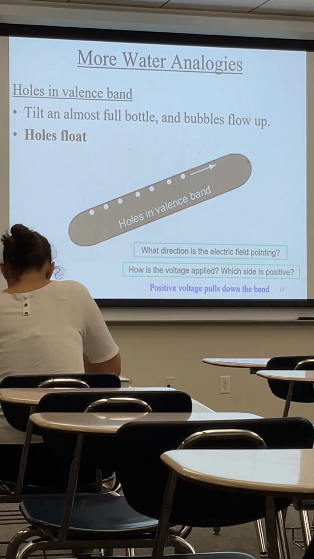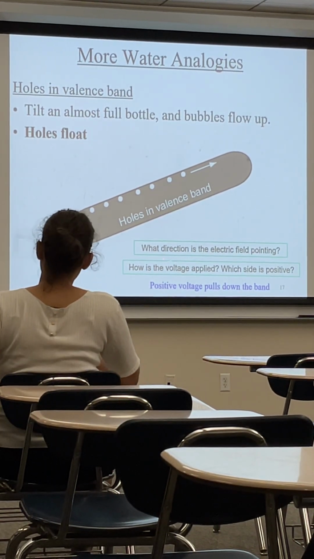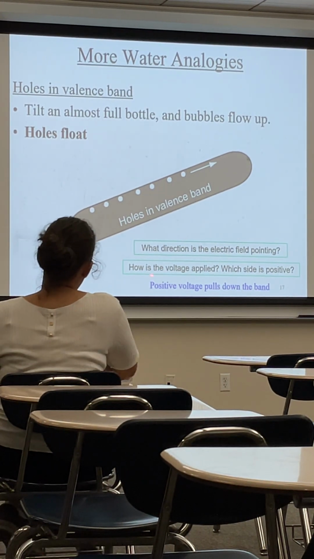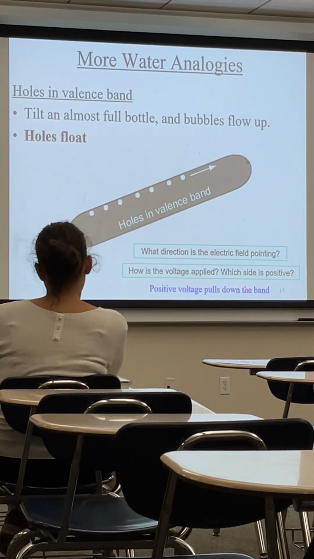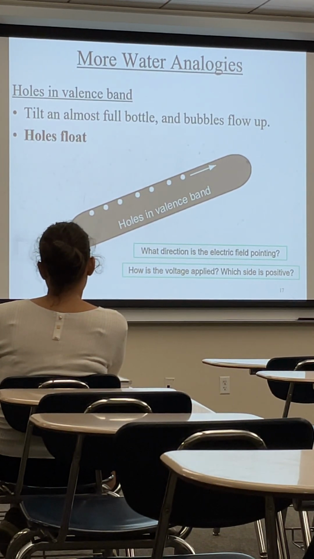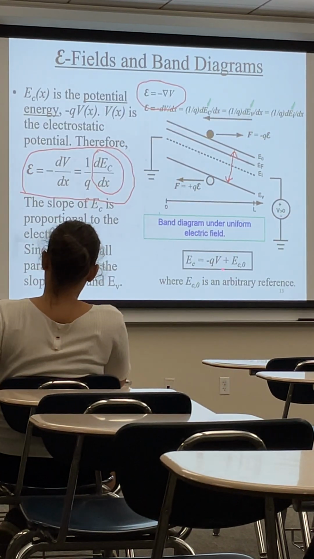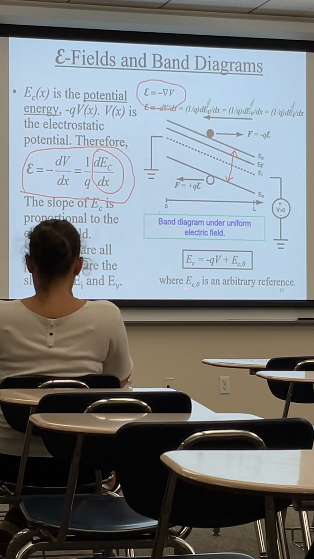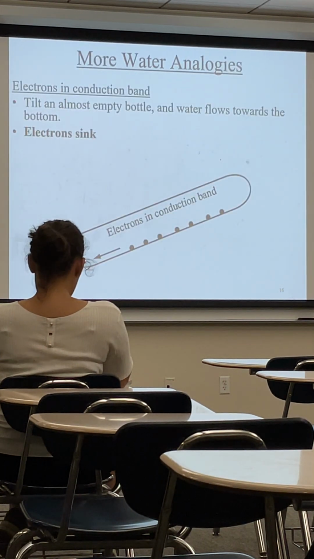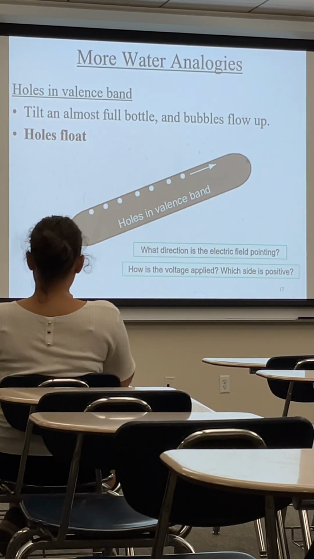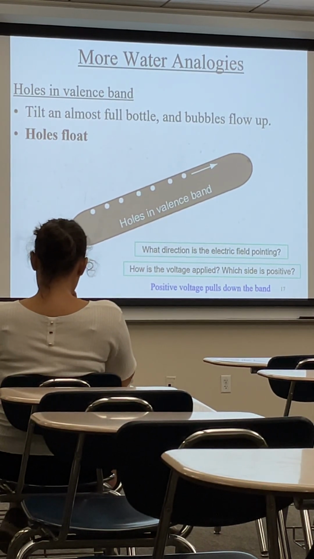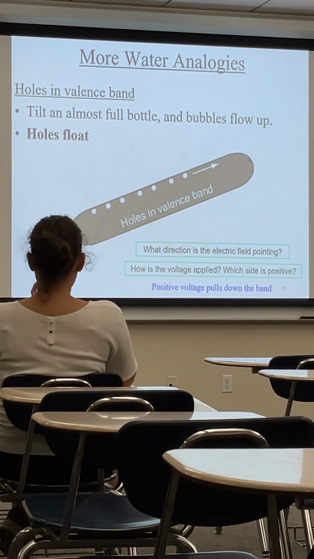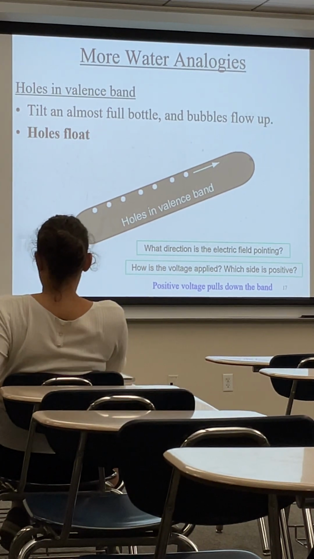And also, how is the voltage applied? Which side is positive? For this one, you need to understand that positive voltage pulls down the band, and this is what we have shown you before. So if we have positive voltage applied here, then Ec will be reduced, right? So in this case, the positive voltage will be applied on the left side, so we can pull down the band.